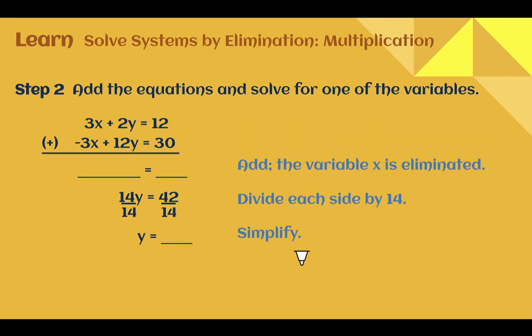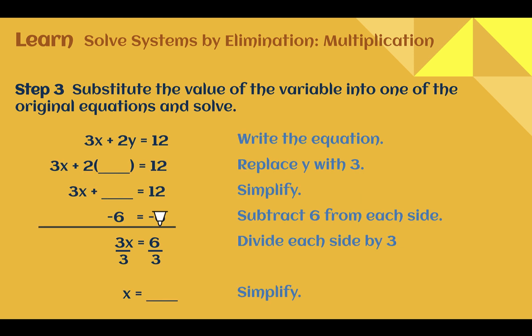So let's add the two together and solve for the variable that's left. I get 0x. Adding those, I get 14y. Adding those, I get 42. 14 times something is 42. Divide by 14. That something must be 3.